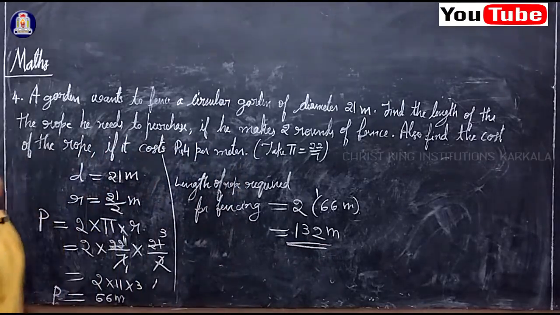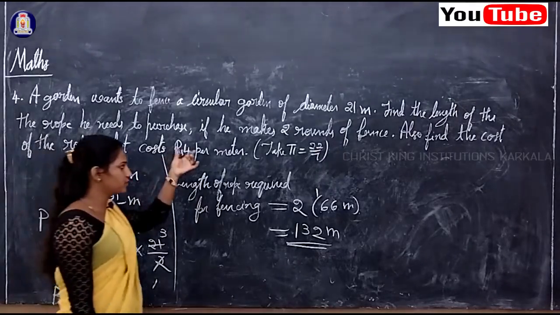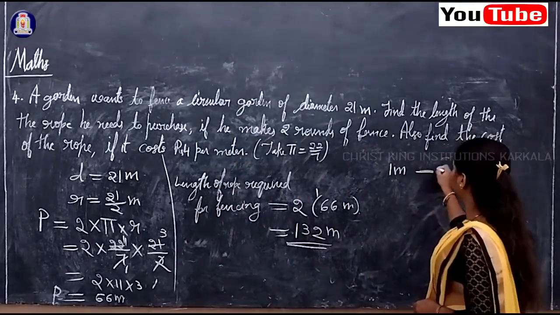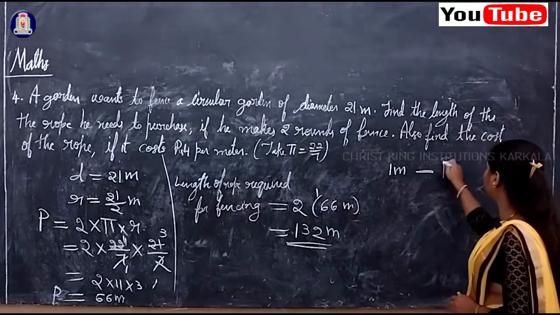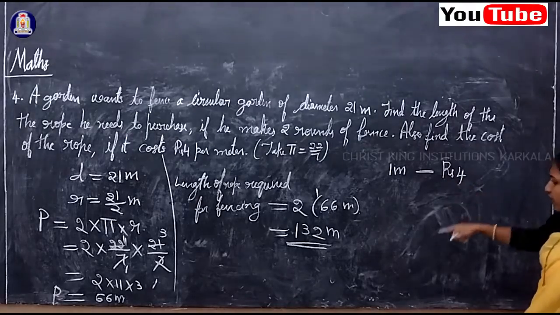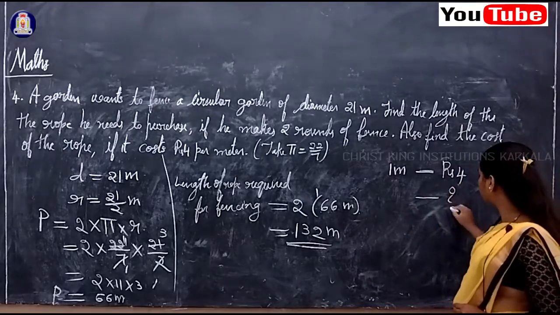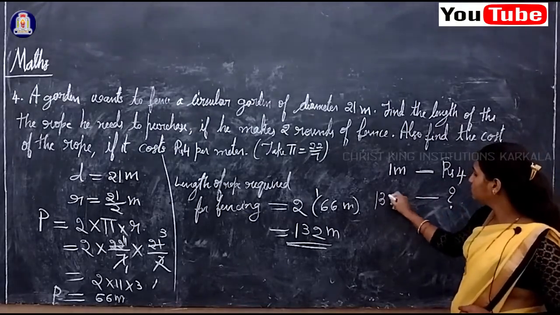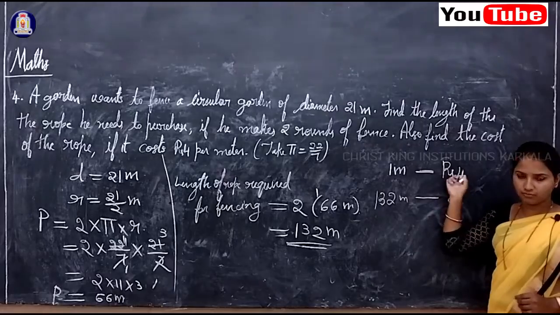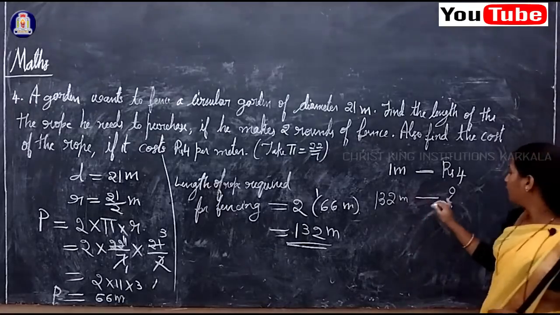132 meter. Understood? So now one more question they asked. Also find the cost of the rope if it costs rupees 4 per meter. So 1 meter of rope costs rupees 4. Now we are asking what is the cost of 132 meter length of rope, which we don't know. 1 meter length of rope is rupees 4. So the question is, 132 meter length of the rope is how many rupees.